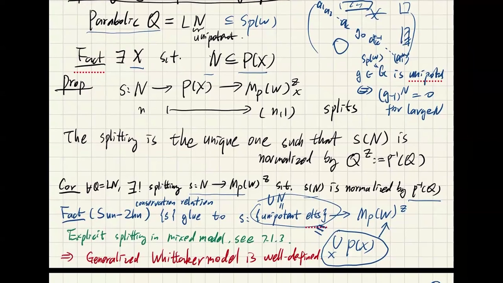There are explicit splittings even in the mixed model, but I will not discuss it. The point is that in many cases you want to discuss the Whittaker model or generalized Whittaker models, and then you need a unipotent subgroup inside the metaplectic group. You can take the unipotent subgroup of the symplectic group and use the canonical splitting, which is a group homomorphism. Therefore, you can define generalized Whittaker models for the metaplectic group using this canonical splitting.